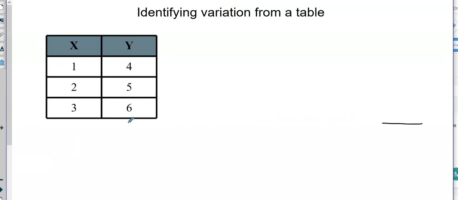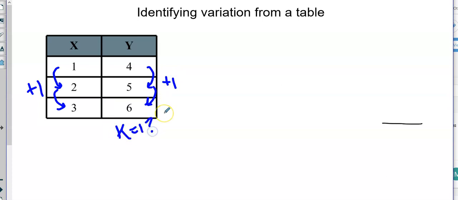So is this direct variation or not? Again, look for the change in x values. It looks like we're going up by 1. That's familiar here. So x values are changing by 1. Interestingly, the y values seem to be changing by 1. So the slope is 1, right? The slope is 1. Maybe k equals 1.